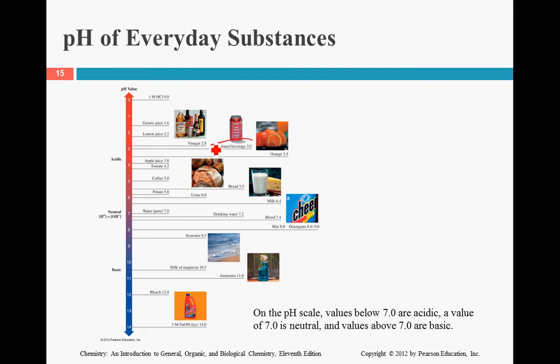For instance, cola, a carbonated beverage, because it has carbonic acid, is 3.0 because of the carbon dioxide in there. The stomach acid is 1.6. Once again, very acidic. Here's our pure water, but here's salt water. That's seawater. So it becomes more basic. Milk of magnesia, antacids are more basic.